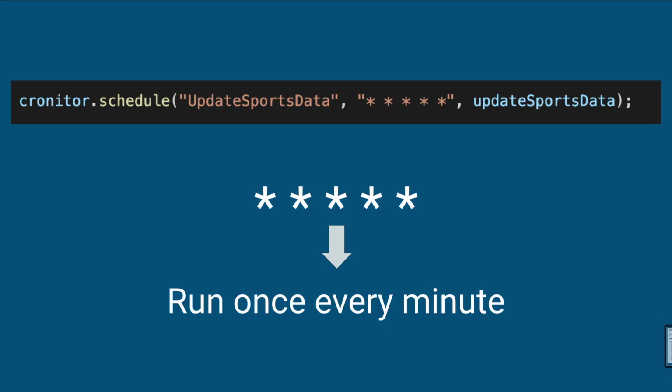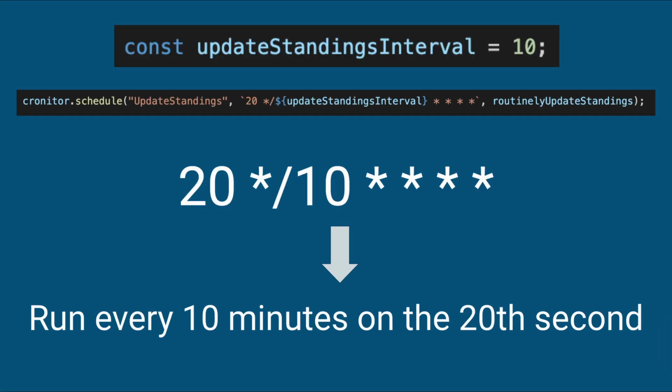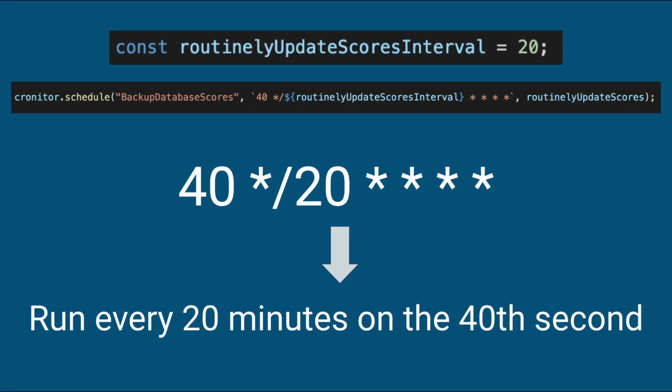This first string for updating the scores represents a job to be run every minute. The string for updating the standings represents a job to be run every 10 minutes when the current time is at 20 seconds. The last interval string for backing up the database represents a job to be run every 20 minutes when the current time is at 40 seconds.